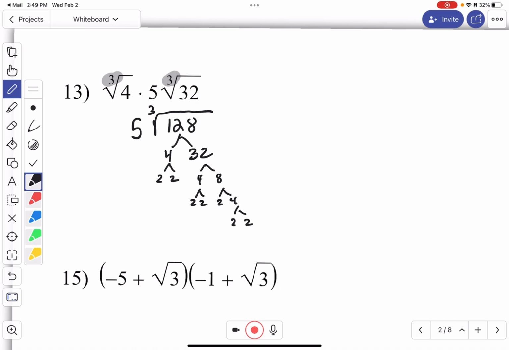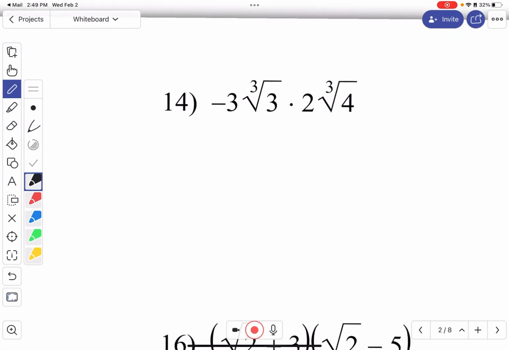Lots of 2's. So looking for groupings of 3. So there's 1, 2, 3. There's 1, 2, 3. And 1. So we got 1 left. So we go 2 times 2 is 4. 4 times 5 is 20. So we're going to have 20 times the cubed root of 2. And that's your solution. And we're done. We'll go on to question number 14.